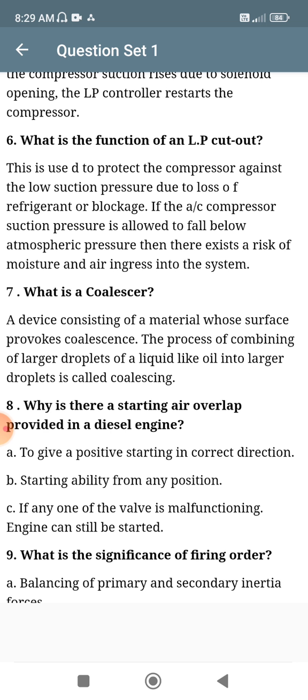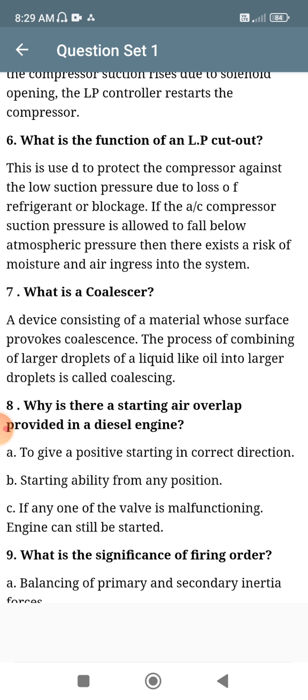If the air compressor suction pressure is allowed to fall below atmospheric pressure, then there exists a risk of moisture and air in the system. Okay, in the AC compressor, the air conditioning compressor, suction pressure is allowed to fall. If it falls below atmospheric pressure, then there exists a risk of moisture and air ingestion into the system.